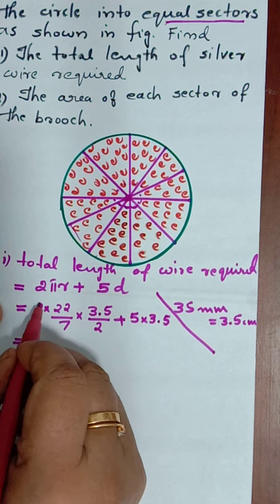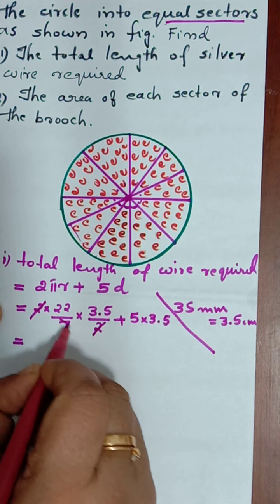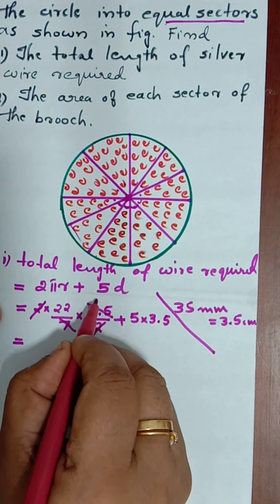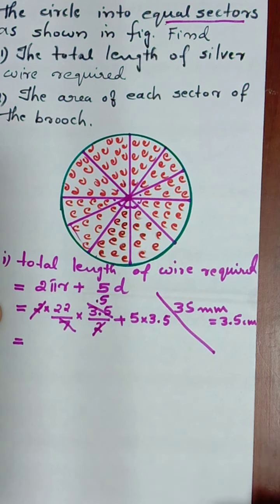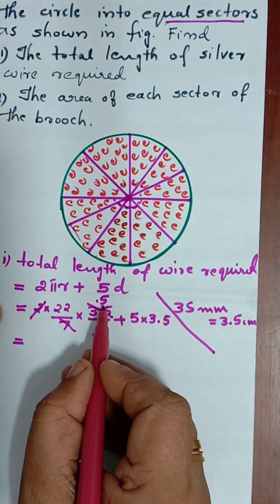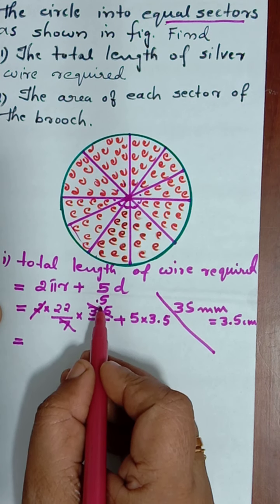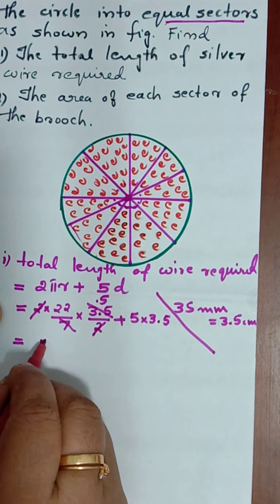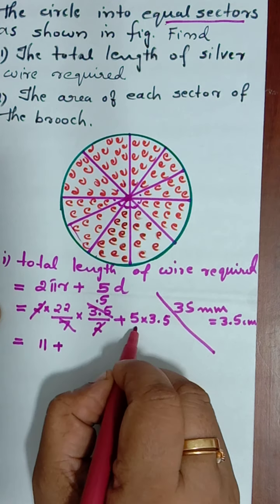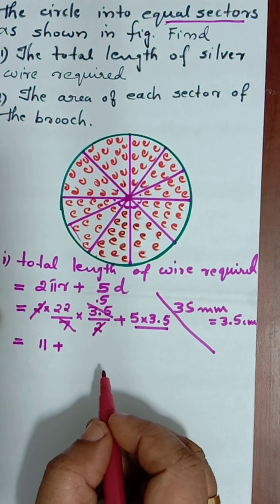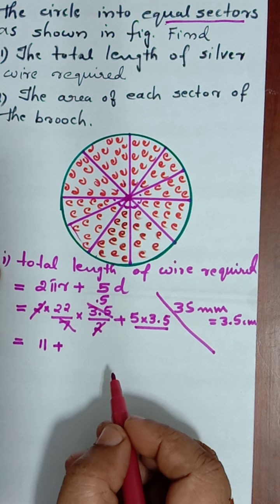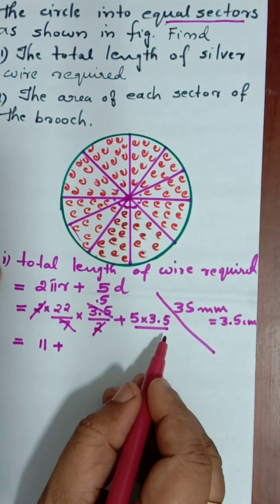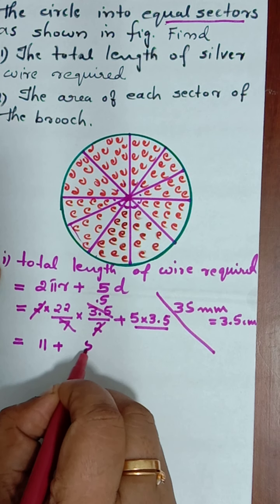That's equal to 2 and 2 getting cancelled. 7 and 3.5, 7 5s are 35. Put the decimal. 22 into 0.5. That means 0.5 is half. Half of 22 is 11. Plus this we have to multiply. 5 into 3.5. What is 5 into 3.5? So 5 is 25.